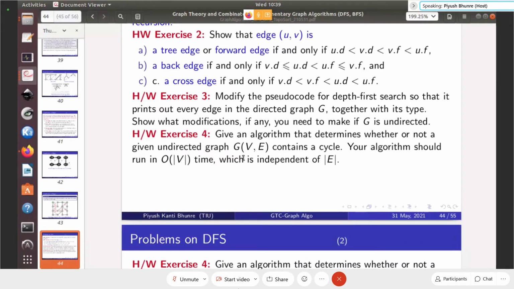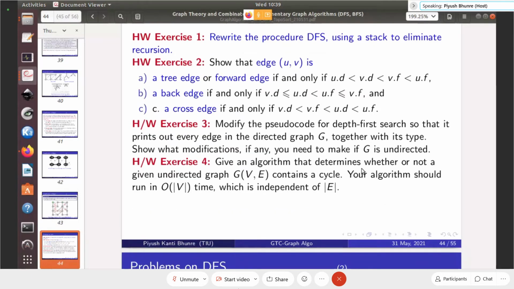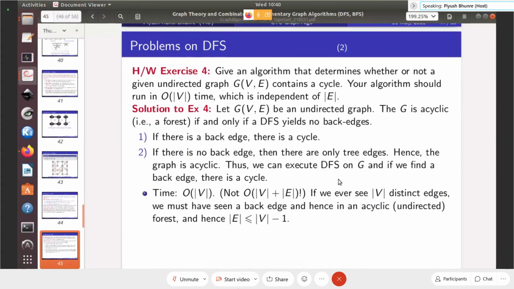And the fourth one is: give an algorithm that determines whether or not a given undirected graph G(V, E) contains a cycle. Your algorithm should run in big O of the number of vertices, so linear in the number of vertices basically, which is independent of E. So the graph is undirected. Your objective is to find out whether it has a cycle or not. So how to do that? I will give you the idea here.